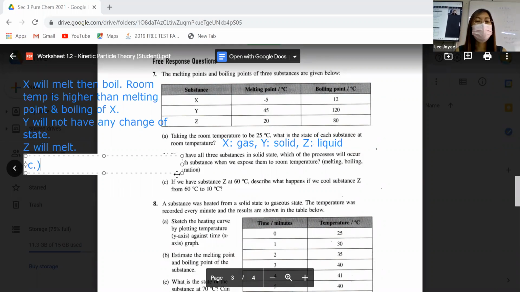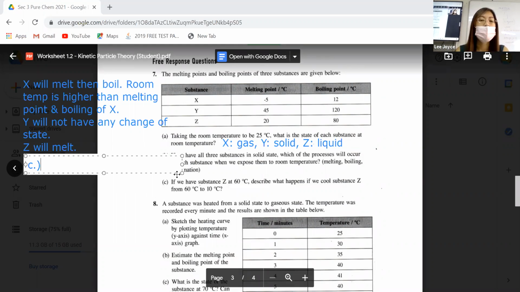Okay, now part C. If we have a substance Z at 60 degrees Celsius, describe what happens if we were to cool the substance Z from 60 to 10 degrees Celsius. Now, such a question is quite commonly asked for this kinetic particle theory. So you have to organize your answers and explain at each stage, at each temperature, what will happen to the particles.